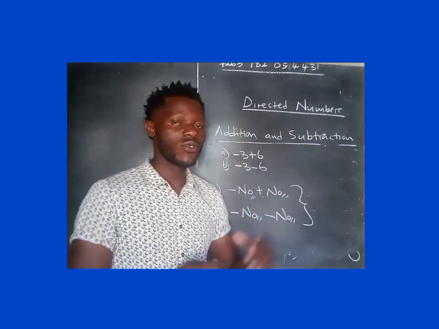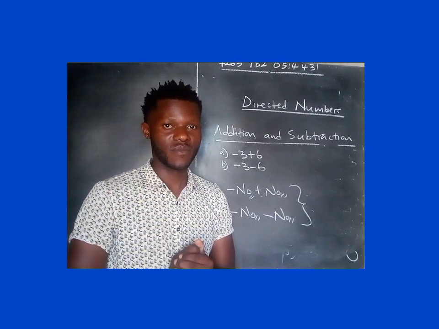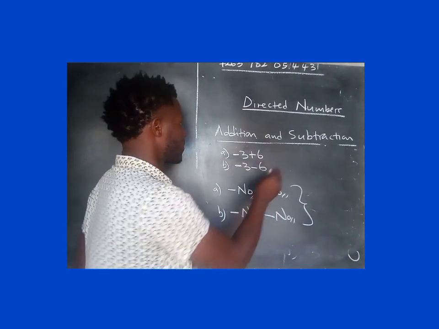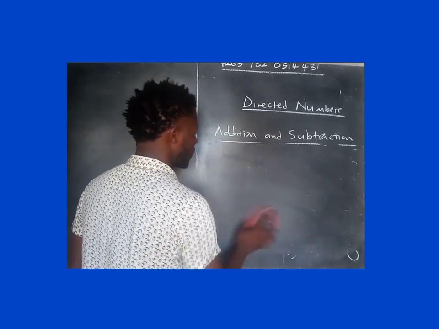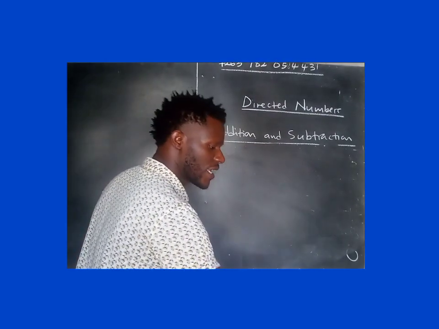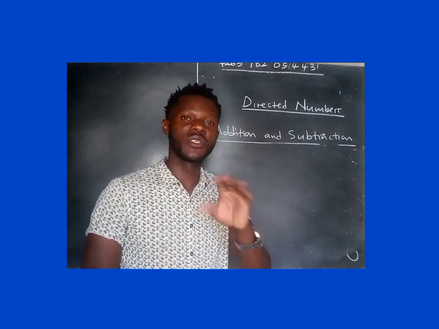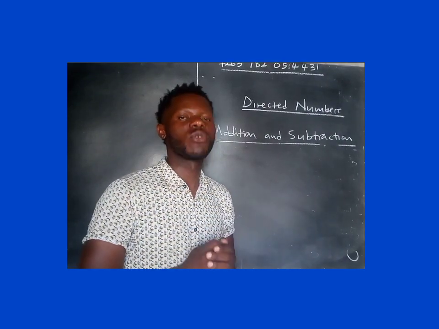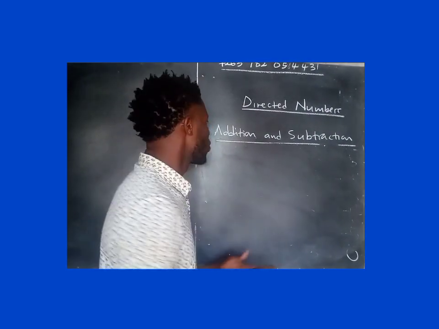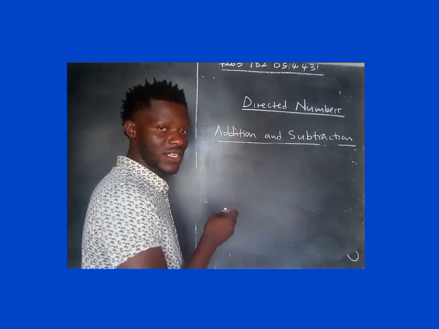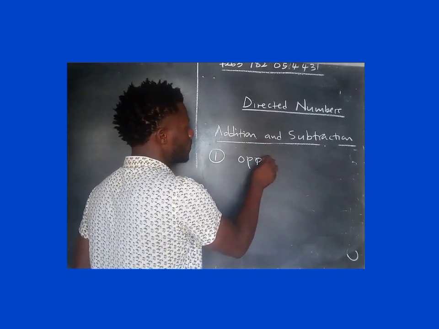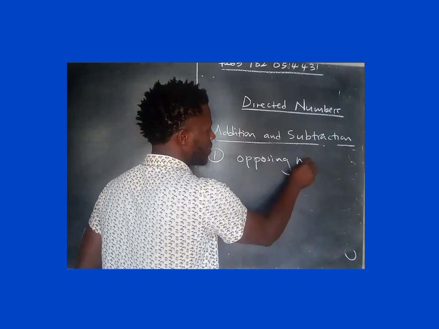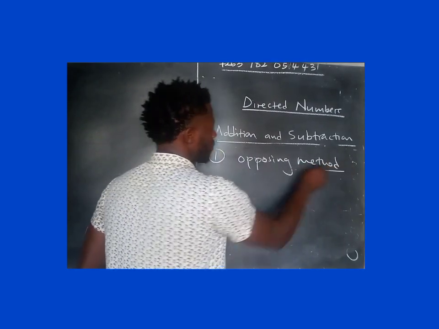addition and subtraction of directed numbers. Then number one, we call it the opposing method. You can actually pause your video so that you can capture the notes, or you can even screenshot the notes. So we go, addition and subtraction of directed numbers. Number one, opposing method. Opposing method. All right.